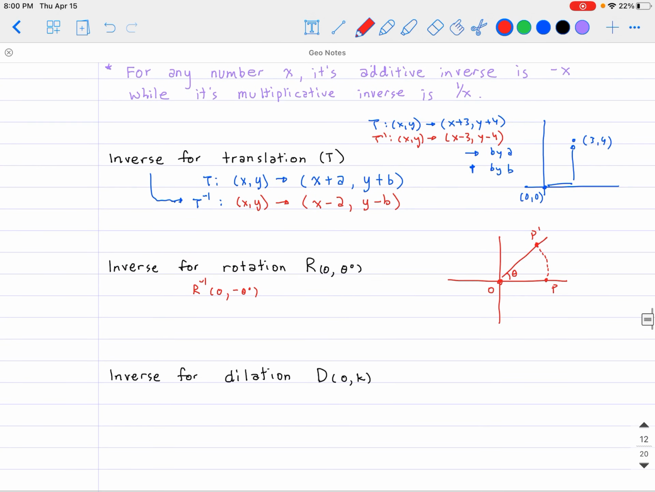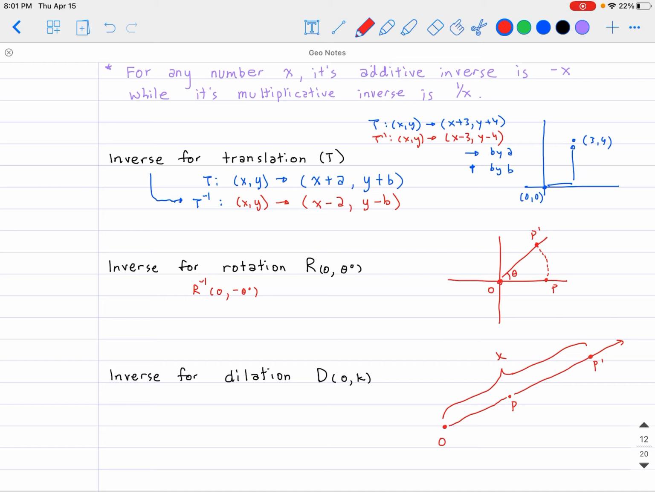And finally, for the last one, if I have a dilation, I want to figure out what its inverse is. Once again, let's say we have some point over here that we call P. Let's say this is my center of dilation, O. If I draw OP over here and extend it out, then P prime over here is some point out here where my dilation is a factor of k. Now I want to go backwards, so I want to move back to where P is.